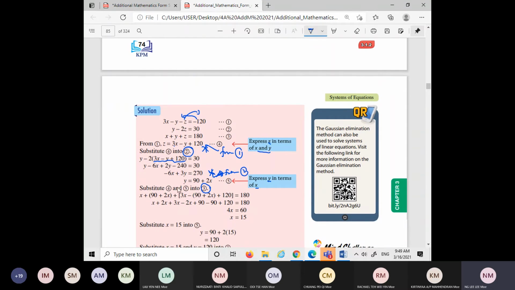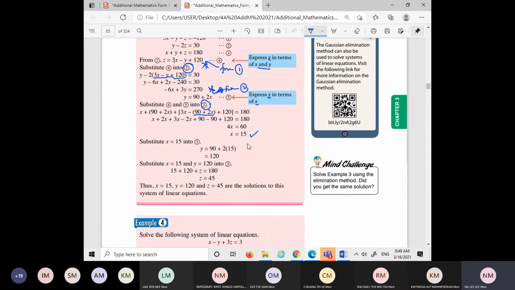So the third equation is x plus y plus z. So x is x. Y, now you don't write y. Y, you write this 90 plus 2x, plus z. Z, now you don't write z. Z, you write this 3x minus y plus 120. Again, when you see y you don't write the y, minus the y. Now the y you write 90 plus 2x. So now you see got no y, got no z. Clear. It's only left x. So you can solve for the x.